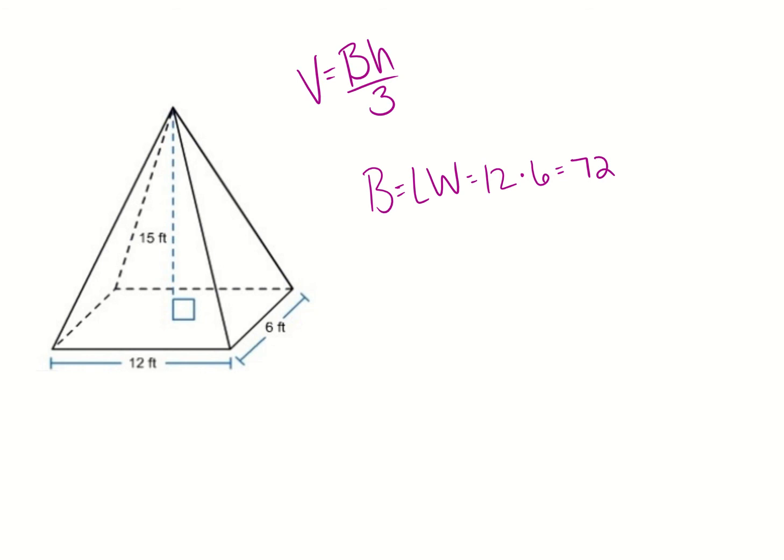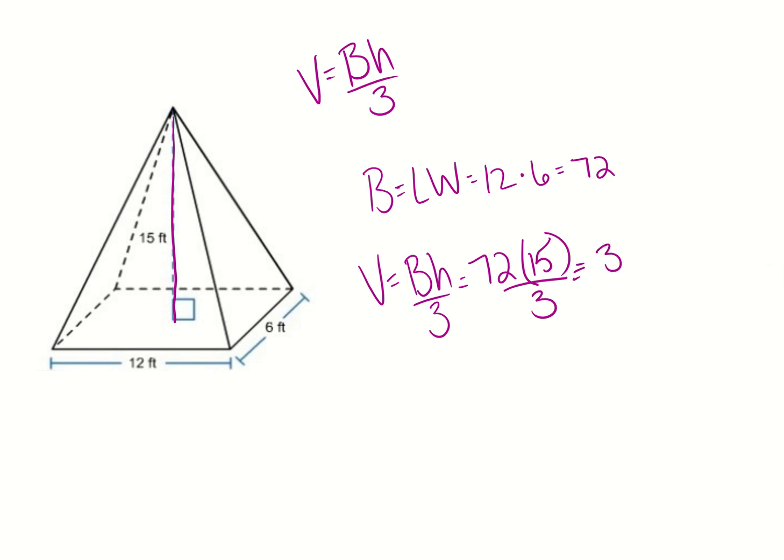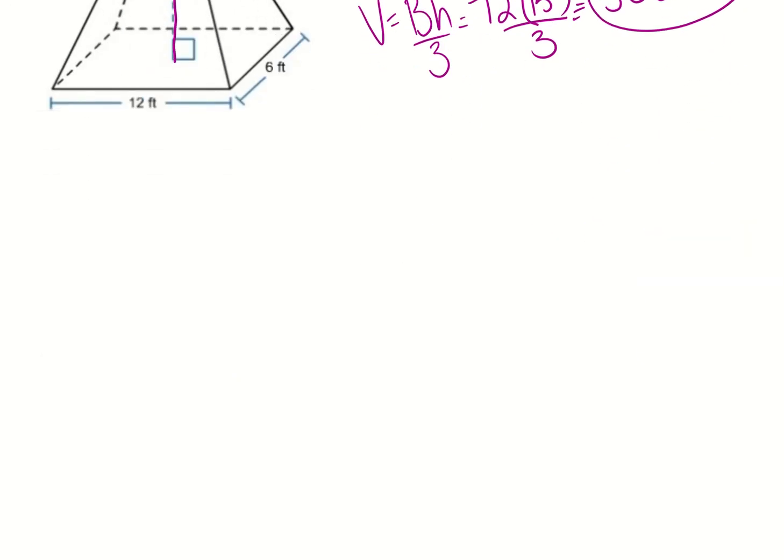So now I'm just going to substitute that into the rest of my formula for the volume of this rectangular pyramid. I get 72 times my height, which is 15. There we go. And divide that by 3. So when we do this, we get 72 times 15, which is 1,080. And then we divide that by 3, and we get 360 feet cubed. And there we have it.